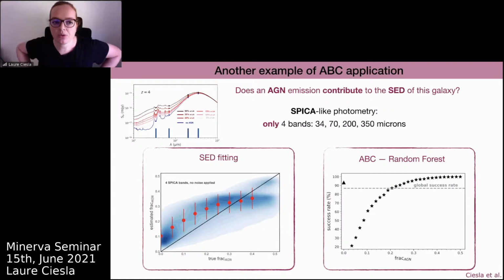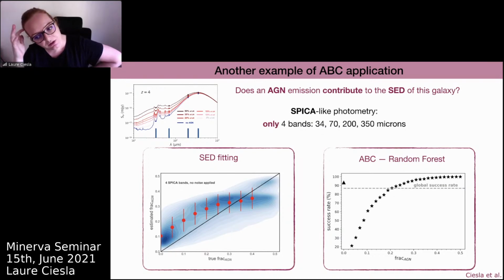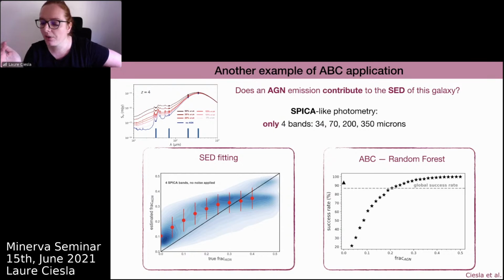And I wanted also, something completely different, just to show you another example of an ABC application, just to show that I used it for star formation history, but it's very easy to change the question and just apply it to another problem. So the other problem was: is there an AGN emission that contributes to the SED of my galaxies? So it's a completely different thing, but the philosophy is the same.